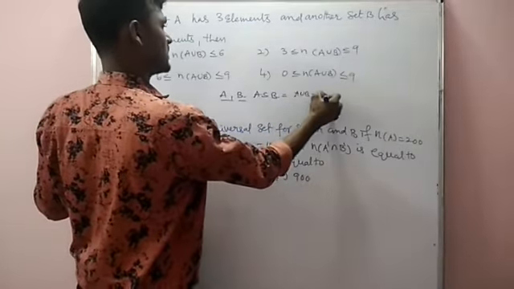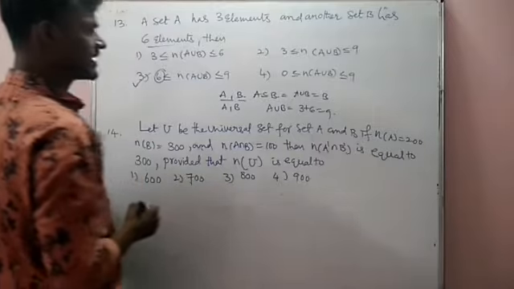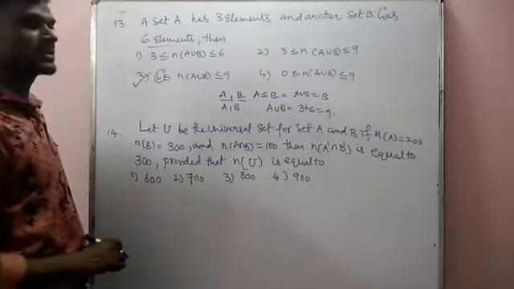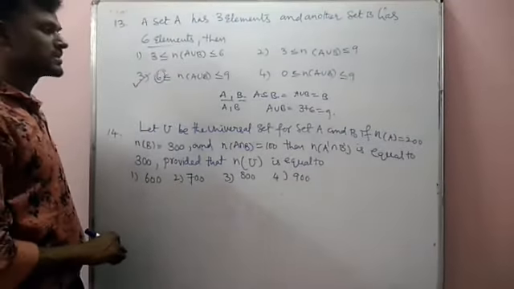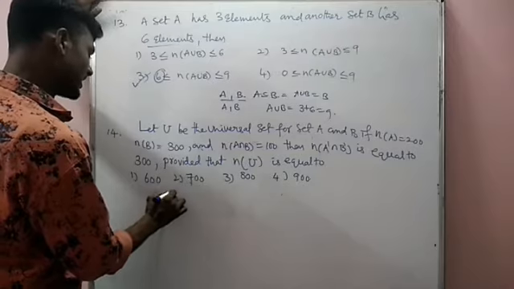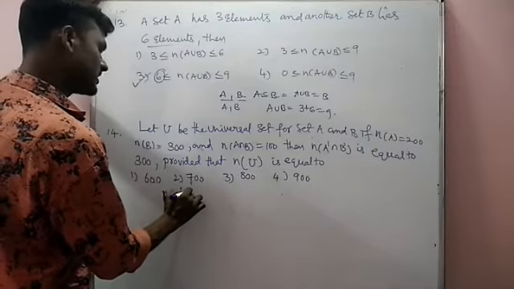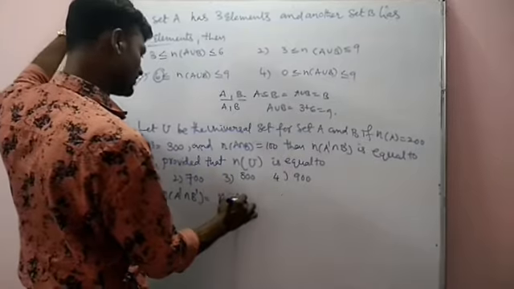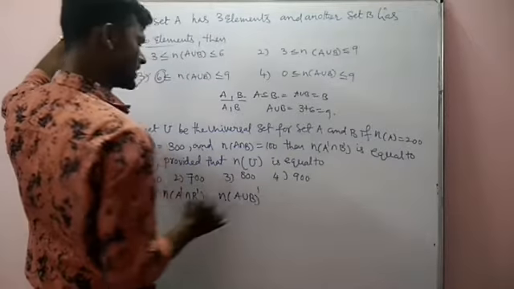Next one, see here. Let U be the universal set for A and B. If n of A is equal to 200, n of B is equal to 300, and n of A intersection B is equal to 100, then n of A dash intersection B dash, or A complement intersection B complement, is equal to 300. Prove that n of U is equal to. See here, n of A complement intersection B complement is rewritten as n of A union B whole dash.